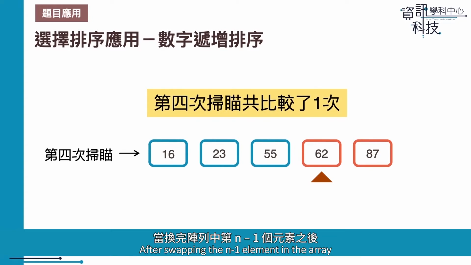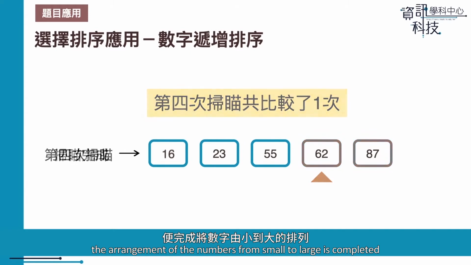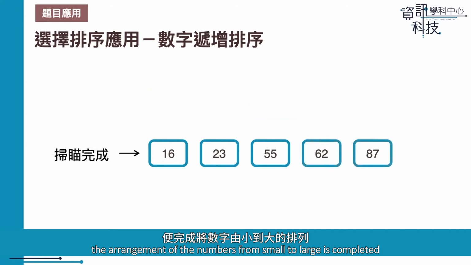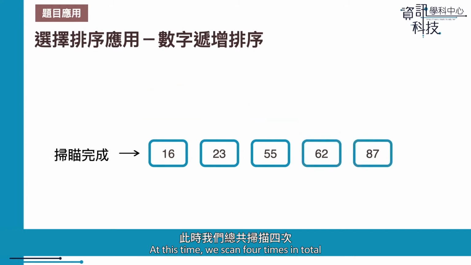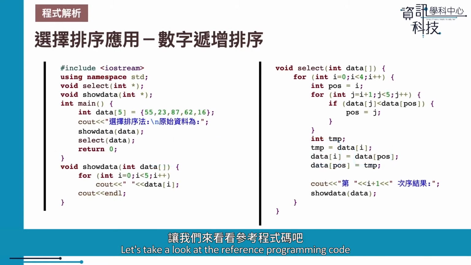After swapping the n-1 elements in the array, the arrangement of the numbers from small to large is completed. At this time, we have scanned 4 times in total. Let's take a look at the reference programming code.